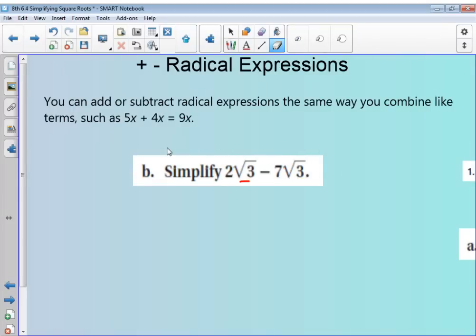So we're going to look and say, okay, they both have a square root of 3. So we're going to follow what it says to do. 2 minus 7 would give me negative 5. So my final answer is negative 5 with a square root of 3 attached to it. Okay, so it's pretty simple, just understanding right now that we're working with something that looks very similar to like terms.